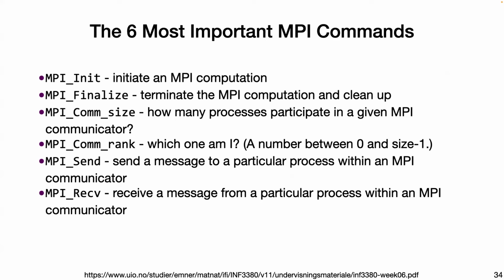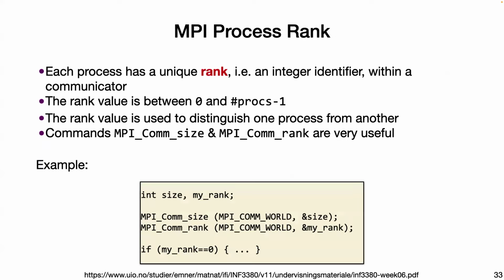Yeah, the communicator is available to every process, because every process can query the size and the rank, for example, and the communicator is a parameter: you pass the communicator in when you query for size and rank.